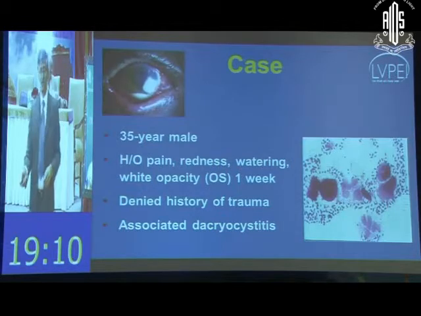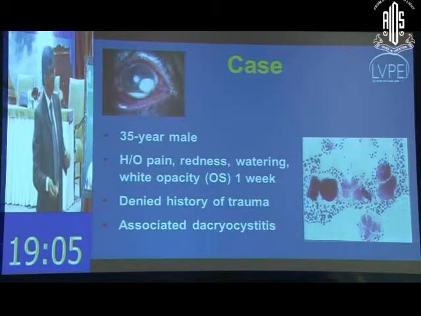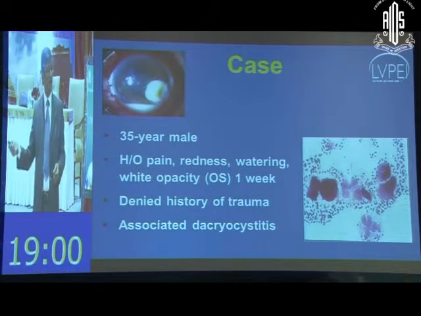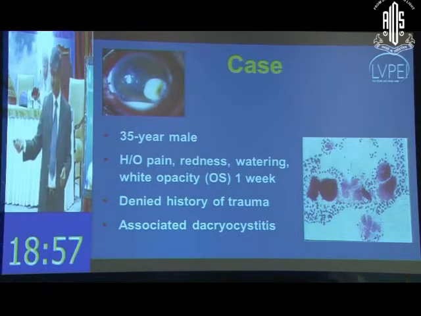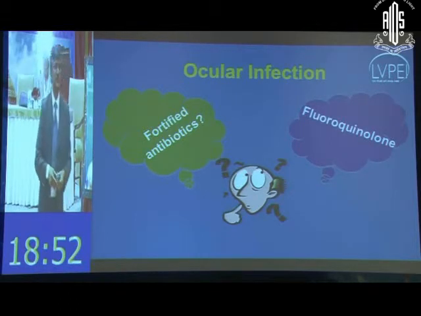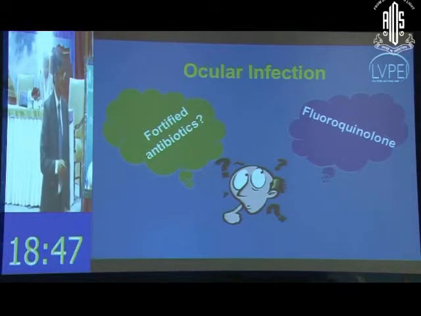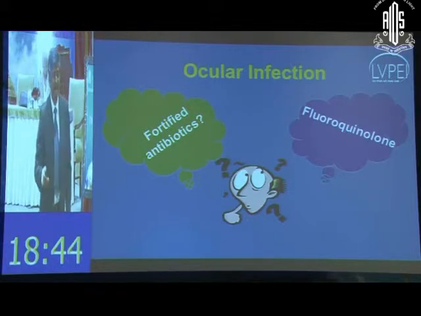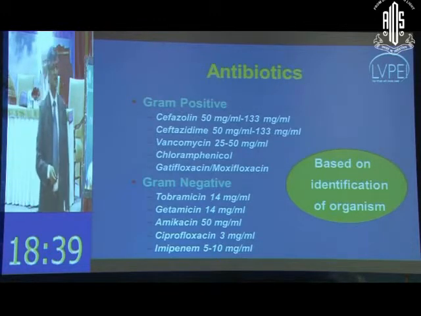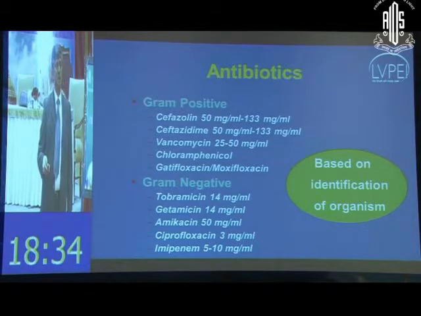Now we did Gram stain, and Gram stain showed gram positive cocci. You are further narrowing down that you are dealing with a gram positive infection. Okay, now how will you manage this patient? Will you give fluoroquinolone or will you start treatment with fortified drops? What will you start treatment with? Fortified. Why fortified? You want to control faster.